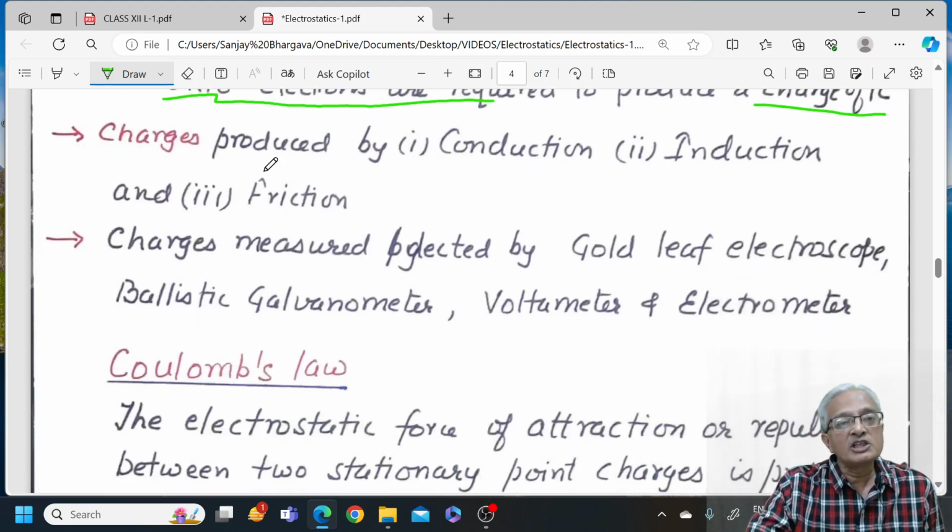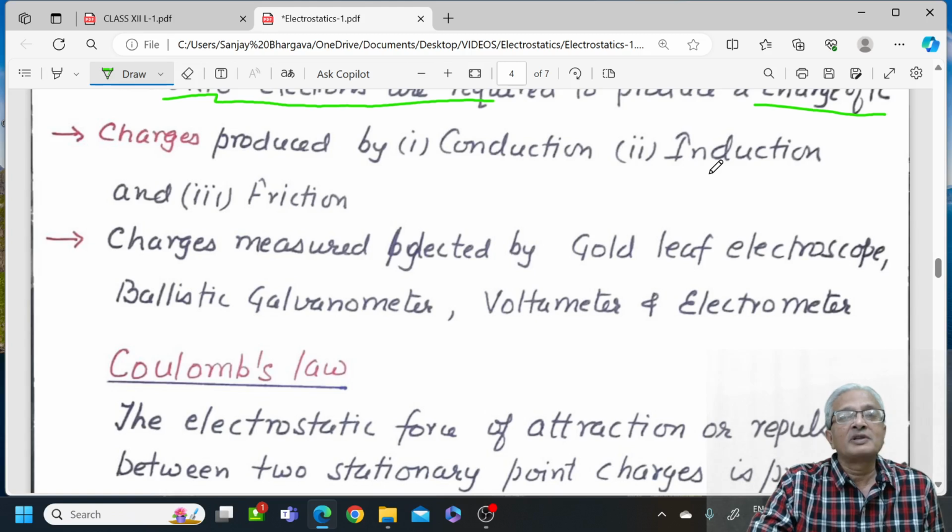Now, how can charges be produced? Charges can be produced by 3 different methods: conduction, induction and friction. In conduction, what happens? An uncharged body is made to come in contact with another charged body. Charge always flows from a body of higher concentration to a body of lower concentration, and the second body also becomes charged. In induction, an uncharged body is brought close to the charged body.